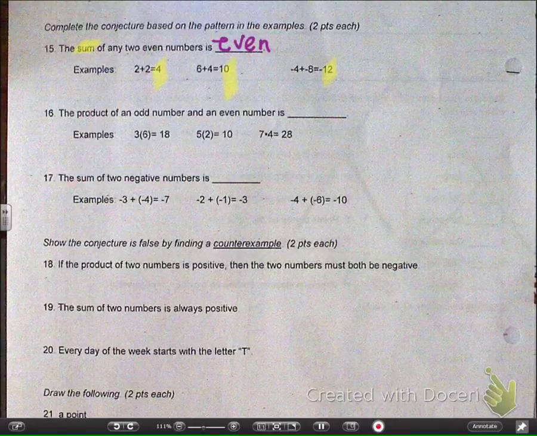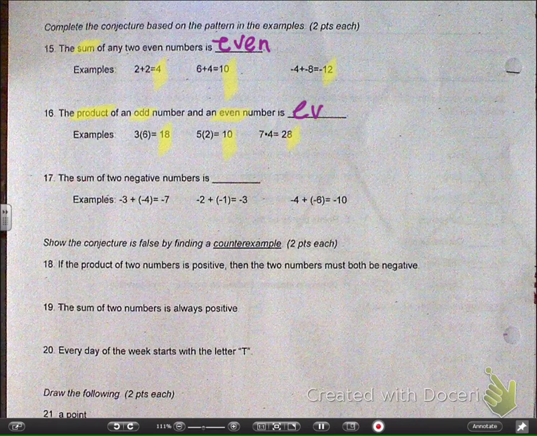Okay. Good. All right. Next one, the product of an odd number and an even number is blank. What should I underline or highlight? Product. Product means what? Multiplying. Okay. And what are we multiplying here? An even number and? Okay, so 1 odd and 1 even. All right, so what do we notice about all these numbers? They're all even.